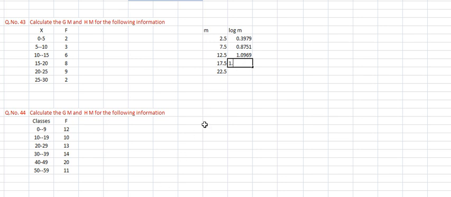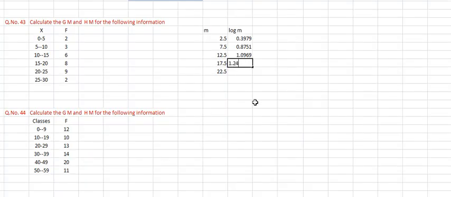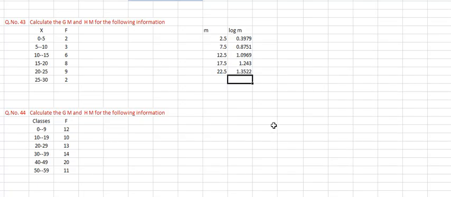Then you find 17.5 in the table. See 17.5. 2430. 22.5 means what? 22 means 2 places minus 1. 22 and 5 we have to find. 22 and 5 here is 3522. Like this you have to find. So I hope that is clear, and the rest of the things you have to find.